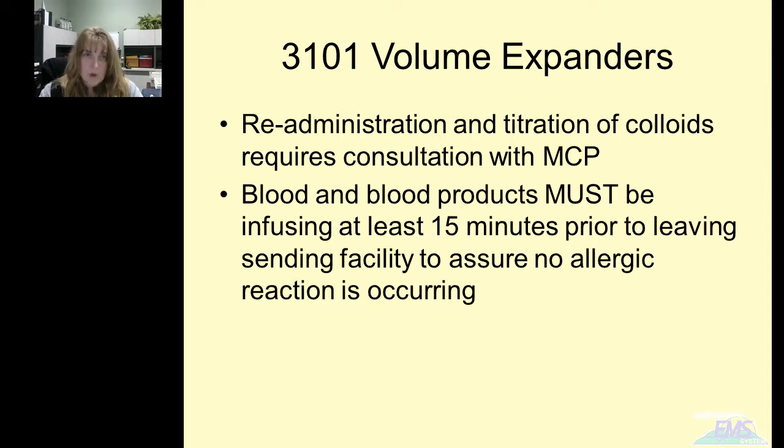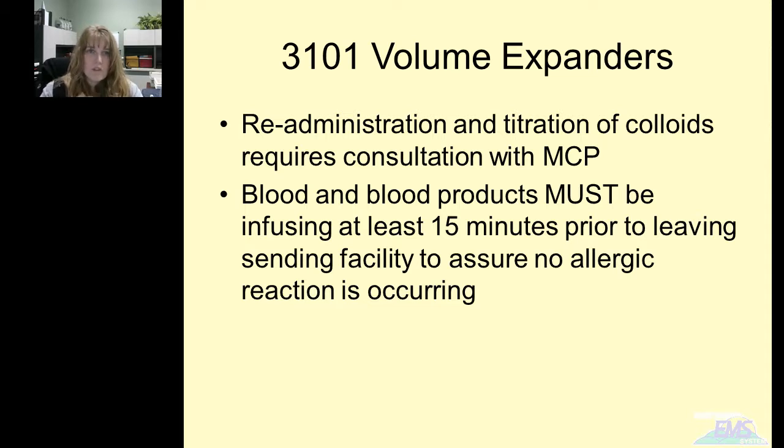Blood and blood products, going back to those, they have to be infusing for at least 15 minutes before leaving that sending facility. And the reason being is we want to make sure that there's not going to be any allergic reaction or reaction to the blood that's hanging prior to you leaving. So it takes about 15 minutes for that reaction to develop, and so you want to allow the time for that blood to be initiated, run about 15 minutes, and then leave with that patient.